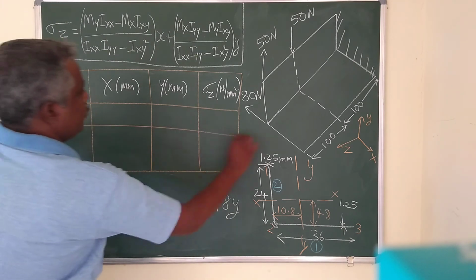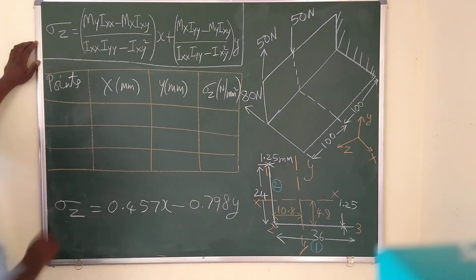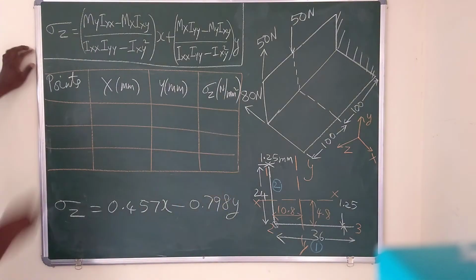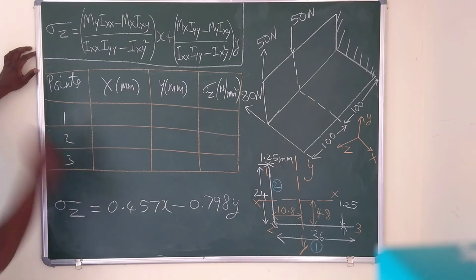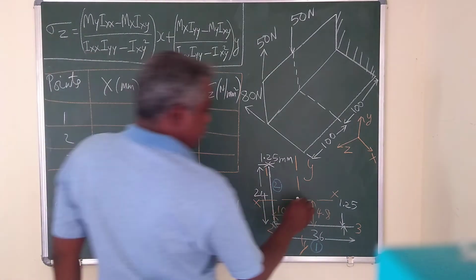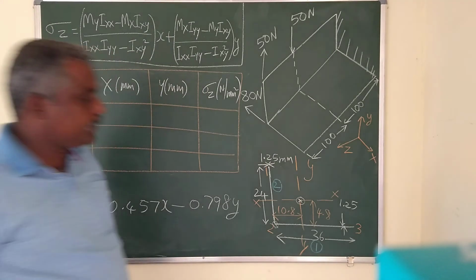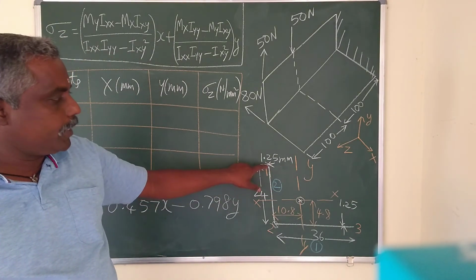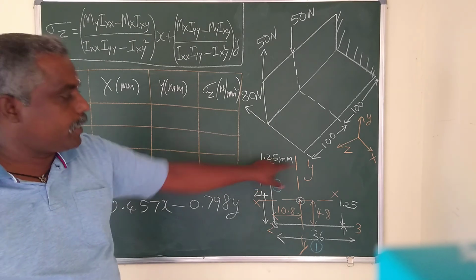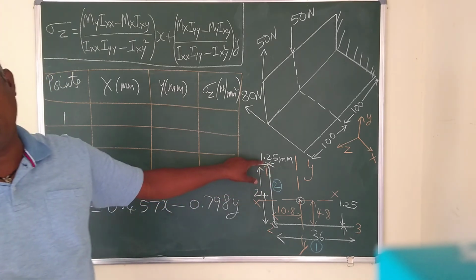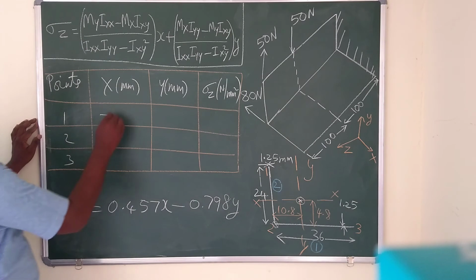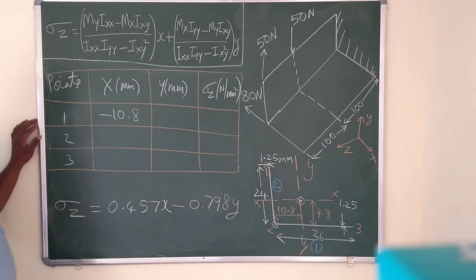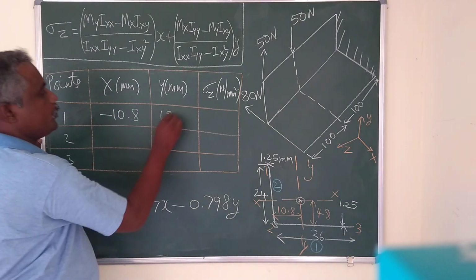So we have how many points? We are having 3 points in this: point 1, point 2, point 3. So this is my centroid. With respect to this centroid, for example, point 1, how much is the x coordinate? How much is the y coordinate? This is the second quadrant. X is negative, y is positive. So minus 10.8 is the x value and y value is 19.2.